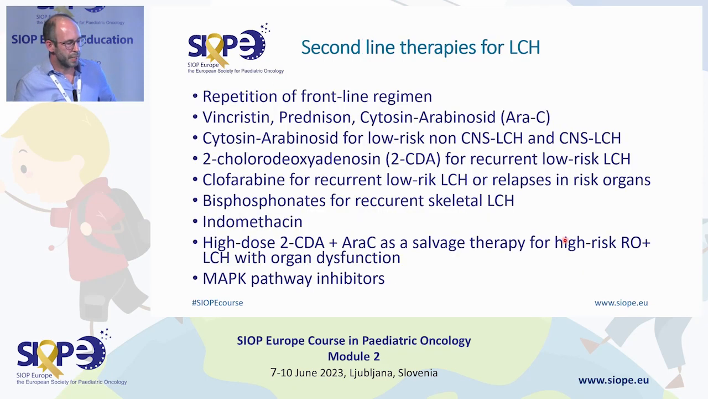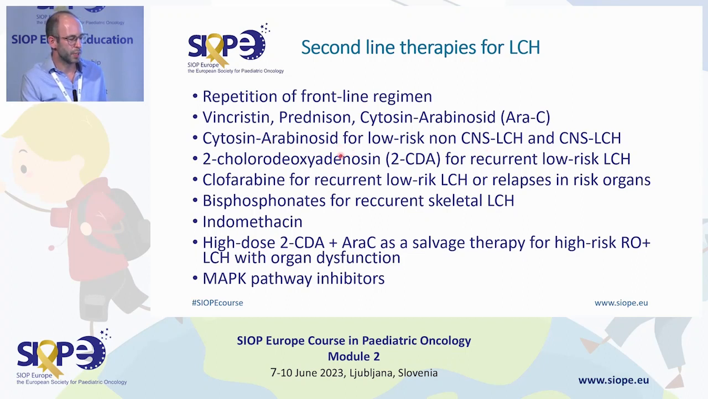Therefore, there are many second-line therapies that can be used for treatment of LCH. First, repetition of the frontline regimen. Second, it can be used in patients when there is at least some gap between the first diagnosis and the relapse. Vinblastine, prednisone, and cytosine arabinoside is currently studied in the LCH-IV trial, along with other strategies like cytosine arabinoside in low-risk non-CNS LCH and CNS LCH.